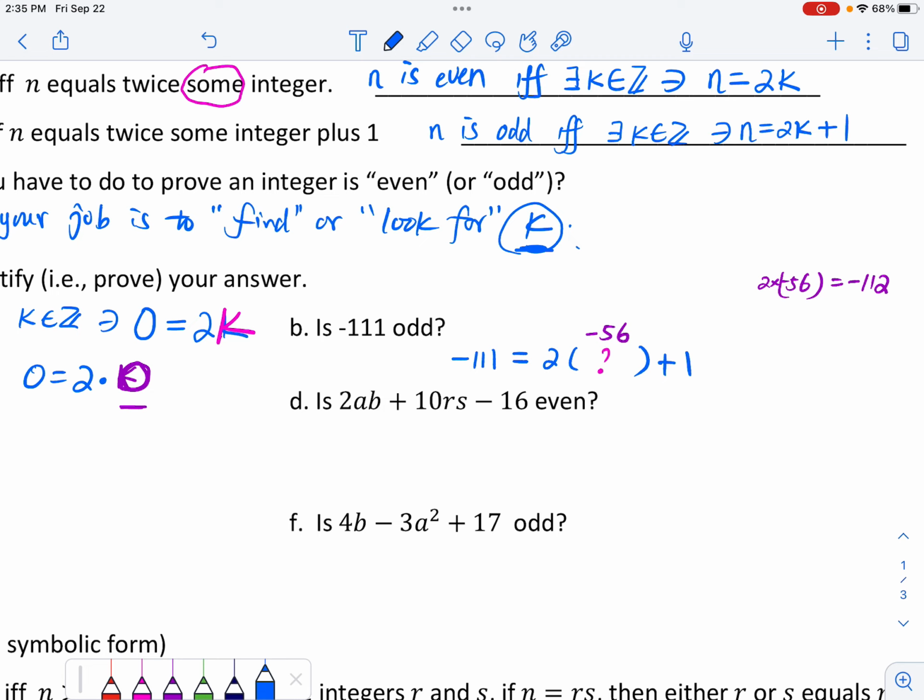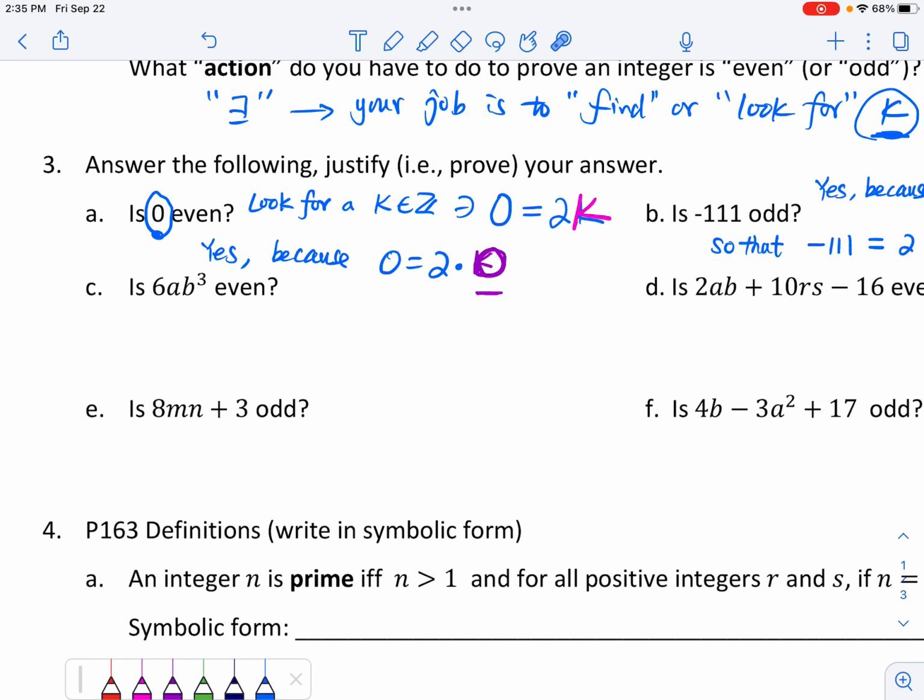So I'm going to make a conclusion: yes, because there exists k equals negative 56 so that this n, which is negative 111, equals 2 times this k plus 1. So therefore we conclude it is yes.